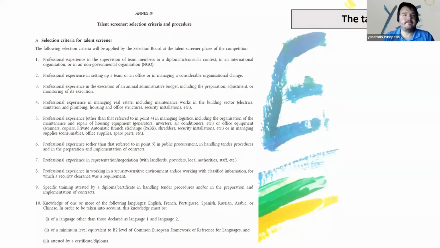But the talent questions are public. I mean, you don't need to open your application to see the talent screener. It's already in Annex 4 of the Notice of Competition. You don't need to go very far. And it's there, point A, the 10 questions from the talent screener. As simple as that.